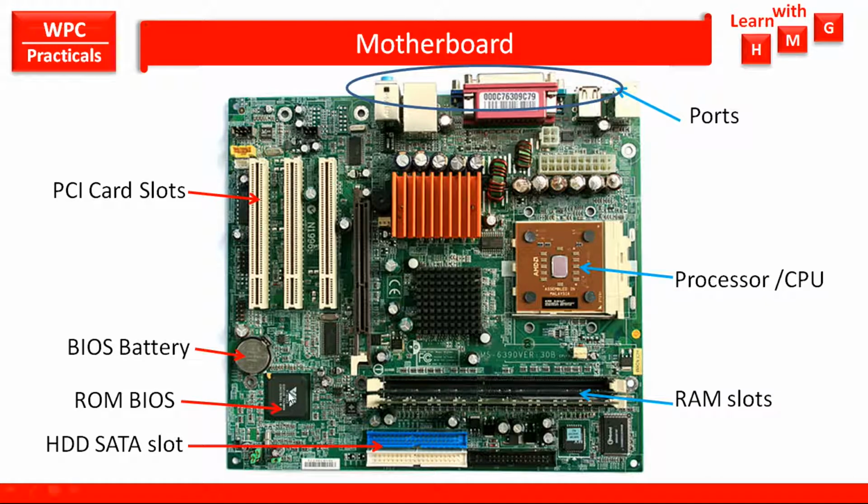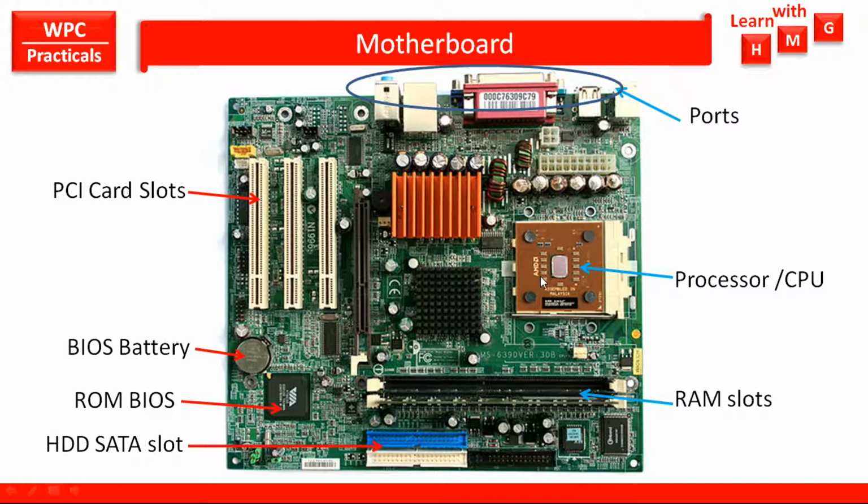Then here this is the ROM BIOS. This is a chip, the ROM, read-only memory, and the basic input-output system is available here. The power supply is given to this ROM BIOS through this BIOS battery or the CMOS battery. Here this blue color is the HDD SATA slots, and here the IDE slots are there, where DVD or hard disk drives can be connected. Here these black color slots are the RAM slots, where the random access memory can be connected, which may be 2 GB, 4 GB, 8 GB or 1 GB, etc. Here the processor may be i3, i7, etc.